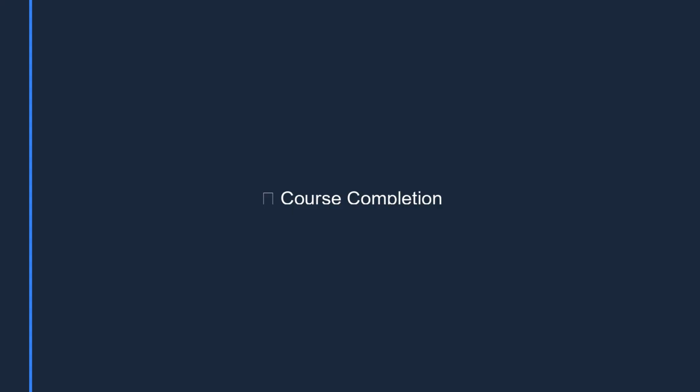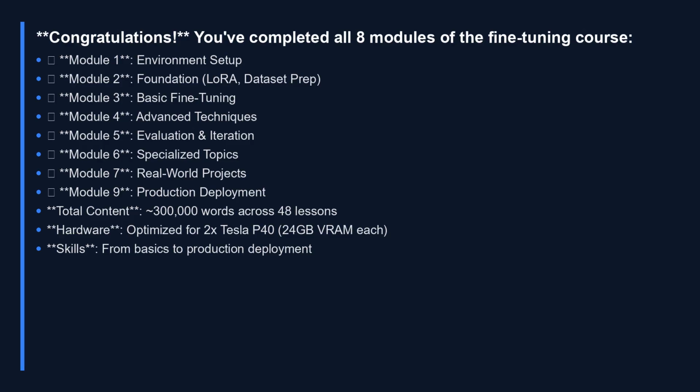Course completion. Congratulations. You've finished the entire fine-tuning course, all 9 modules: environment setup, LoRA and dataset preparation, basic fine-tuning, advanced techniques, evaluation and iteration, specialized topics, real-world projects, and production deployment. That's roughly 300,000 words of content across 48 lessons, every technique calibrated for your two Tesla P40s with 24 gigabytes of VRAM each.